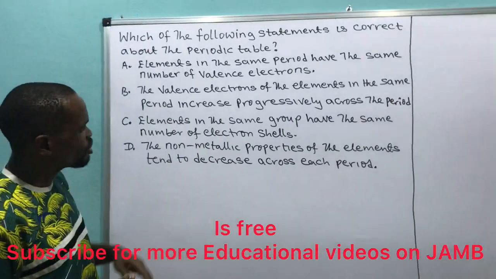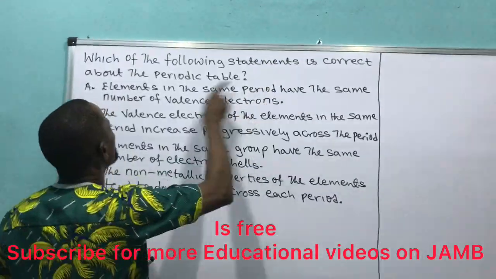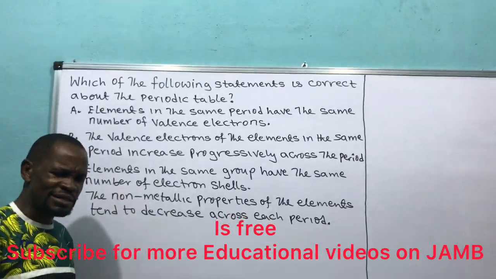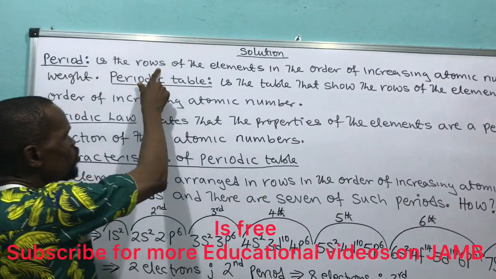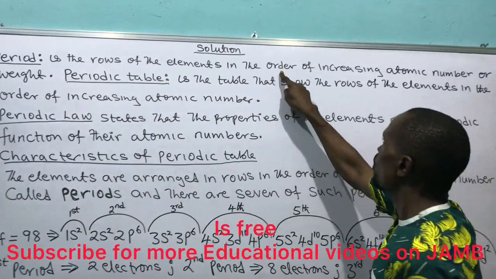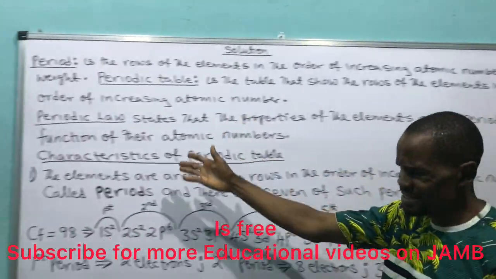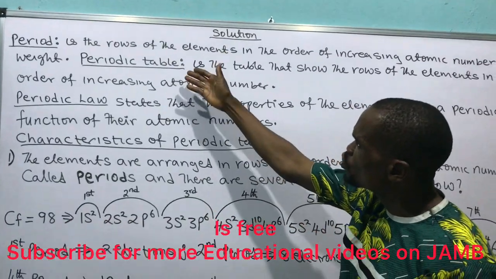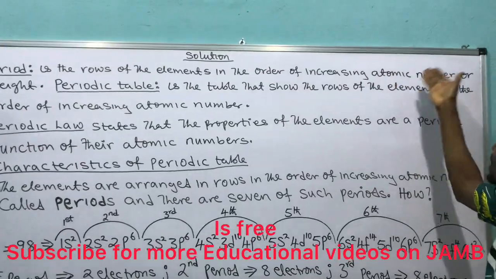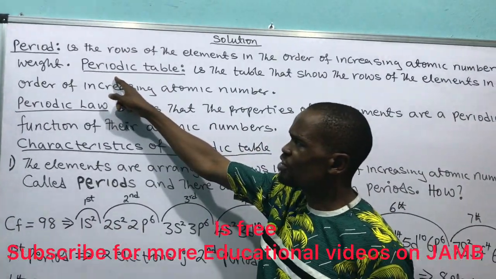Now, let us look at the question. The question says, which of the following statements is correct about the periodic table? We don't know yet. Now, let's go to the answer. A period is the row of the elements in the order of increasing atomic number or weight. Then we now begin to talk about the periodic table.